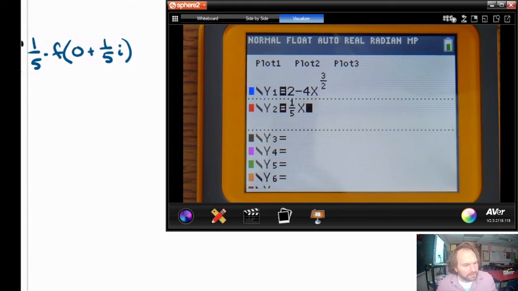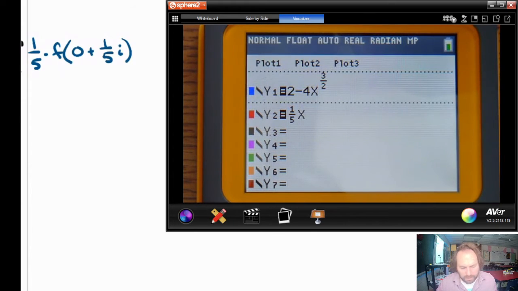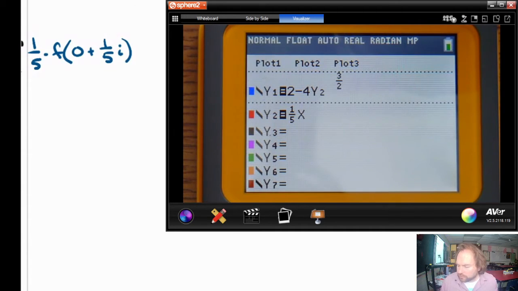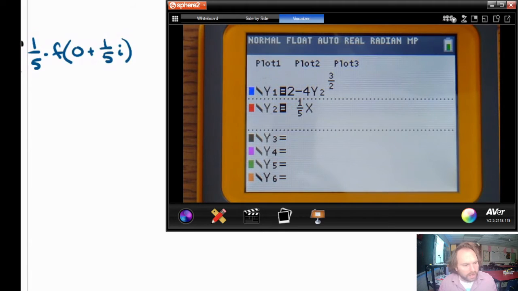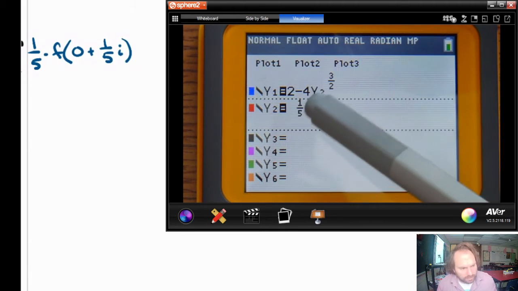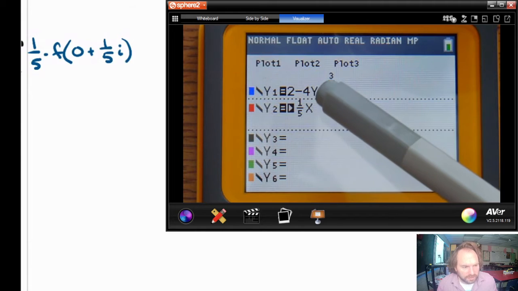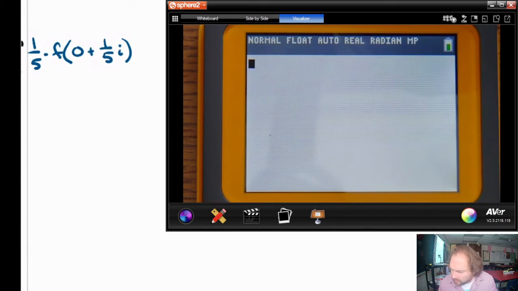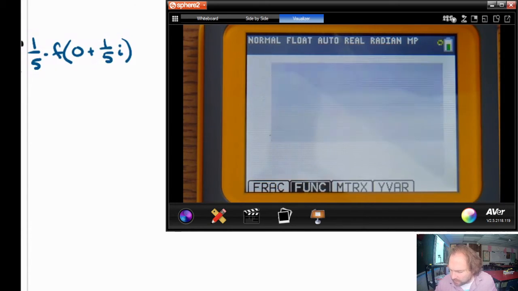And then the way I do this, I go up now to my x in this problem, and I'm going to push alpha F4 and change that to y2. So what this will do is the calculator will run the y2 formula first and do 1/5 times whatever the x is, and then it's going to plug that into this function, and that'll give us what we're looking for, our sigma.